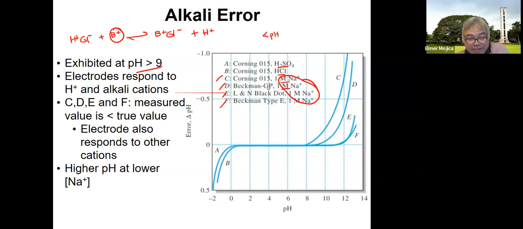So this usually happens, okay, when you have a high pH, or when your H+ is significantly low, very low. So if you're going to look at this, look, C, D, E, F. So all of them have this error. Dito naman yung error kasi lahat sila acid. So that is the alkaline error.